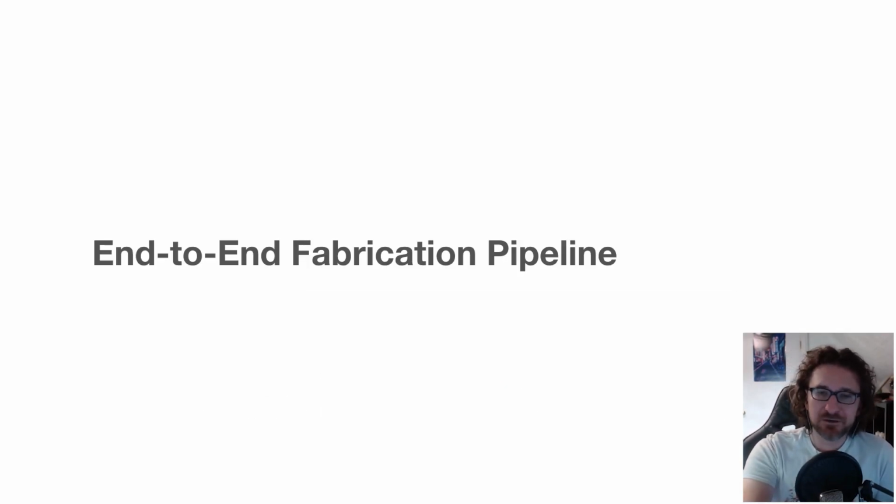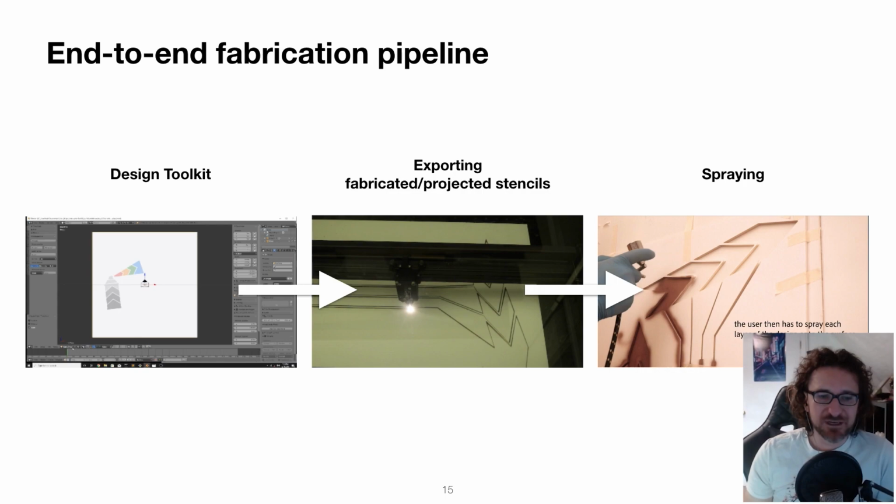All right, so now we have all our basic techniques and our basic functionalities at hand. So how does this full end-to-end fabrication pipeline exactly look? And this is in 3 steps. So we start on the left-hand side with the design toolkit. So we can create a digital model of the object that we want to make interactive. And then we can add functionality and designs to it.